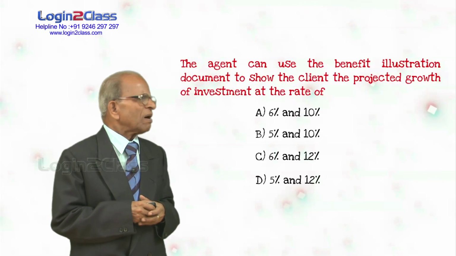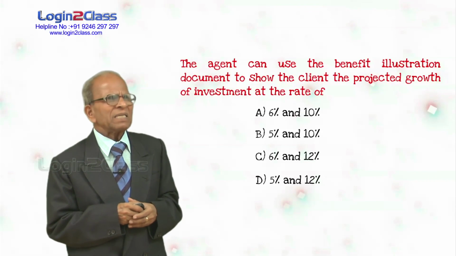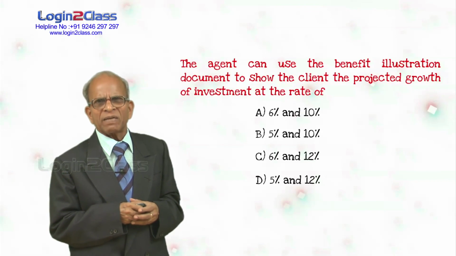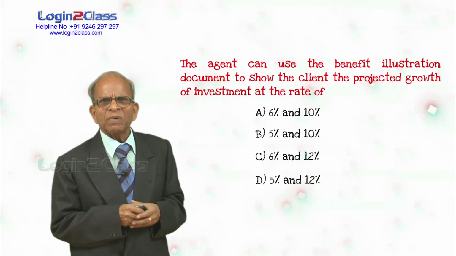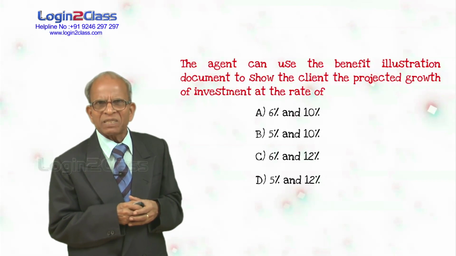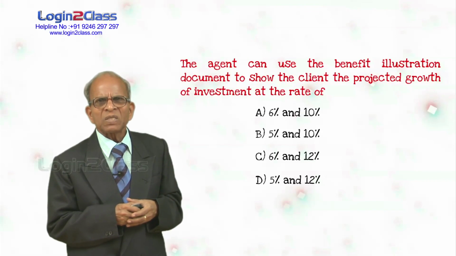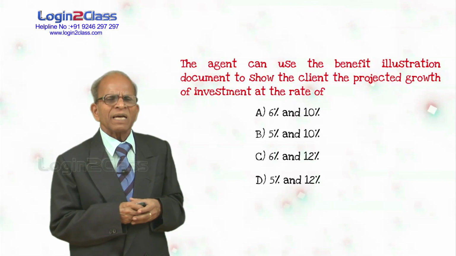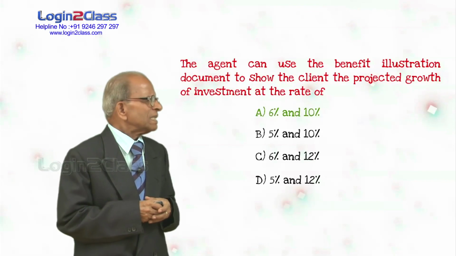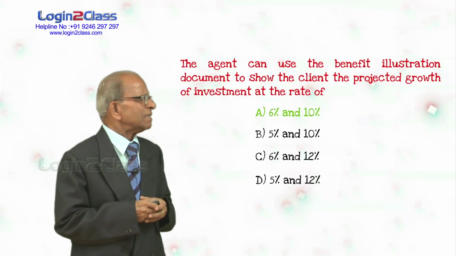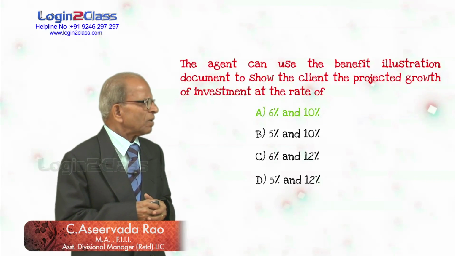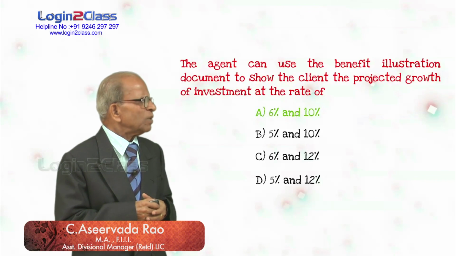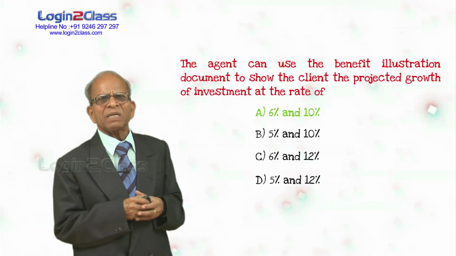There, you are not supposed to paint too bright a picture about the future because you want to affect the sale. You may like to tell him, you will be getting so much of money and all these things, which may be true, which may not be true. So, that is why IRDA has some controls even in this regard. 6% and 10%. The agent can use the benefit illustration document to show the client the projected growth of investment at the rate of 6% and 10%. This is quite fair.